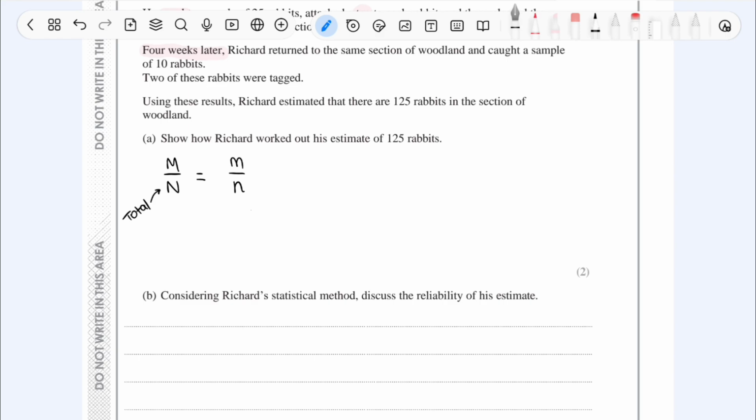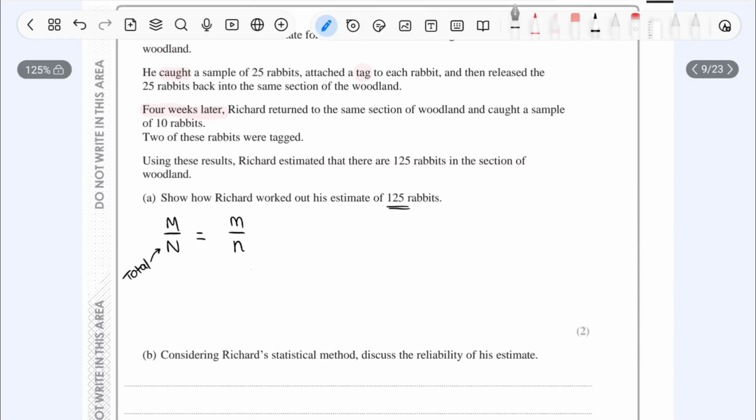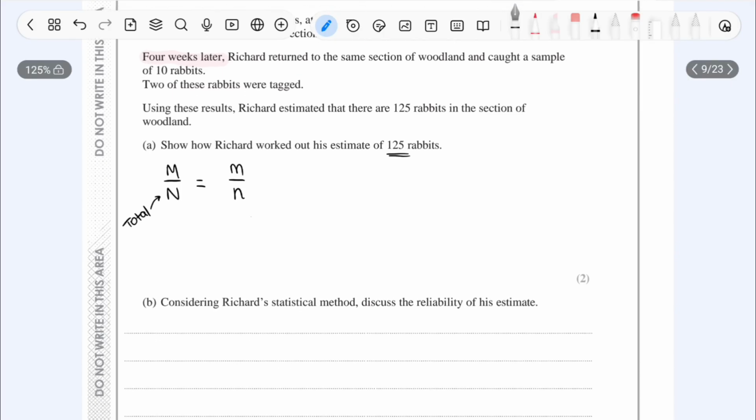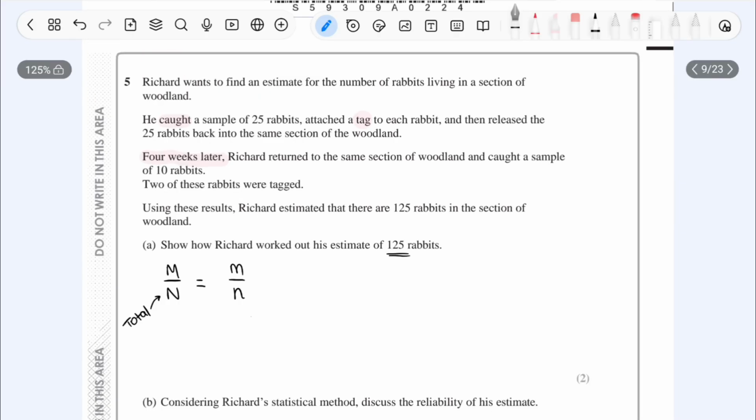Now, Edexcel's actually been nice this time, and they've told us the number that we're trying to get to, 125. And you basically need to read between the lines and see what you want. An estimate of the 125 rabbits, well, that's got to be the total number of rabbits in the woodland. So, for that reason, we're going to try and find capital N. Now we need to identify the values which correspond to the letters of the formula.